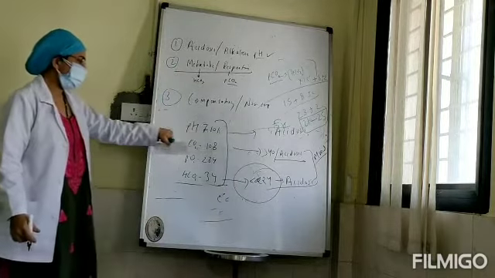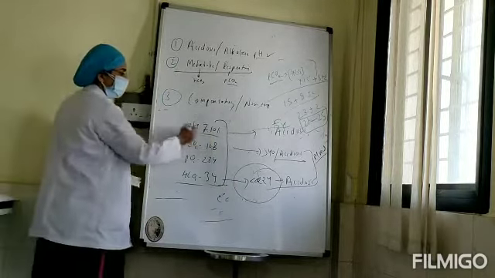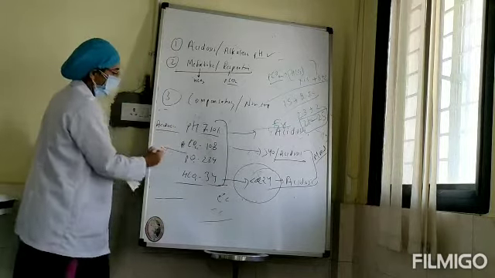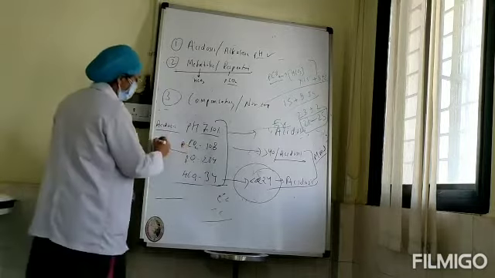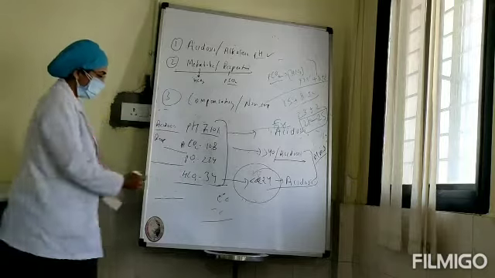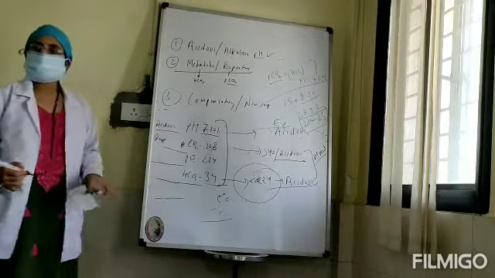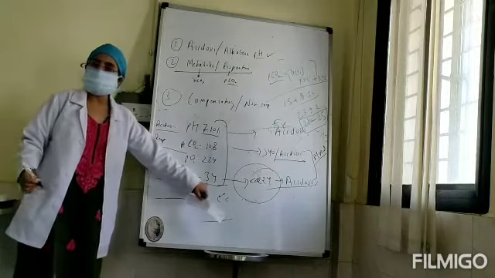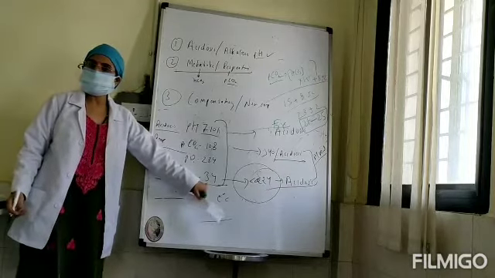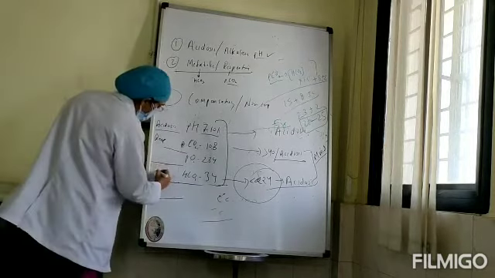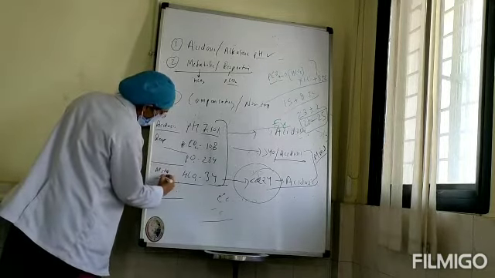The interpretation is, this is 7.1, acidosis. Then CO2 is high. This is definitely a respiratory component. Now bicarbonate is 34. So what do you interpret? Is bicarbonate more than normal or less than normal? More than normal. So this is metabolic alkalosis. Say it, metabolic alkalosis. So this is metabolic alkalosis.